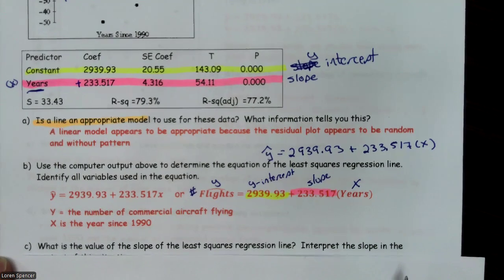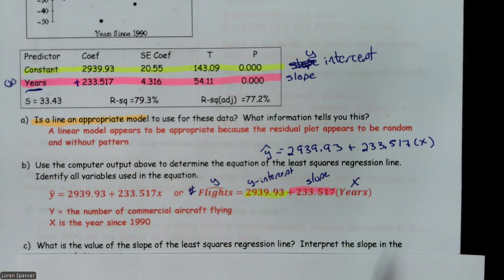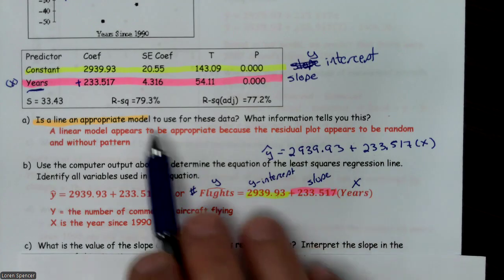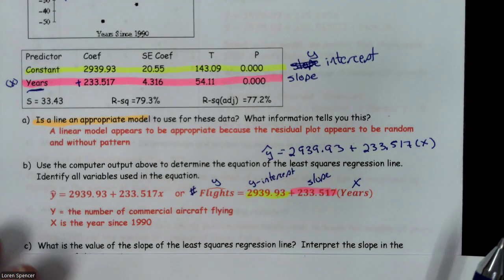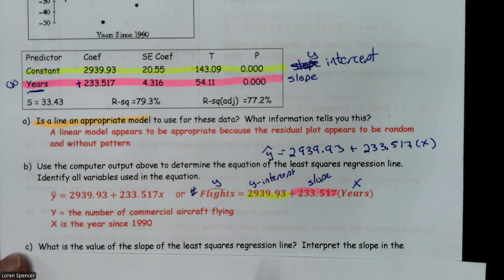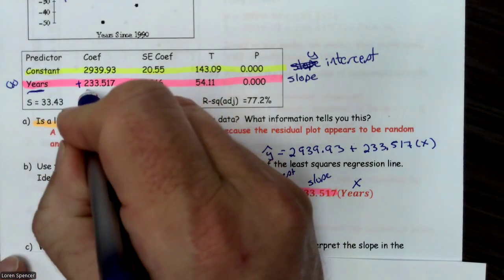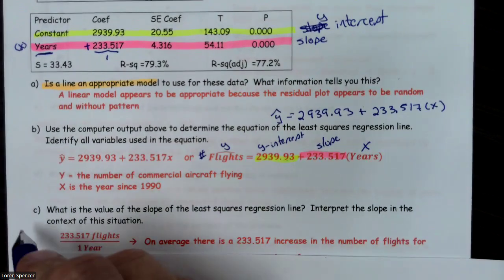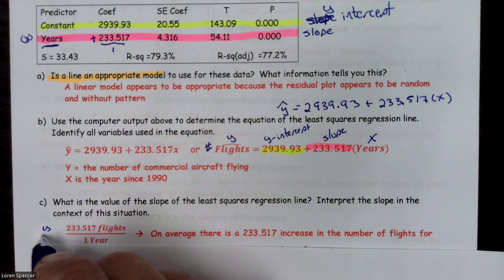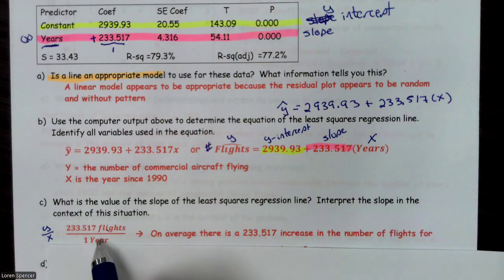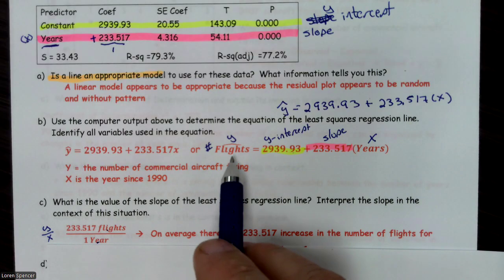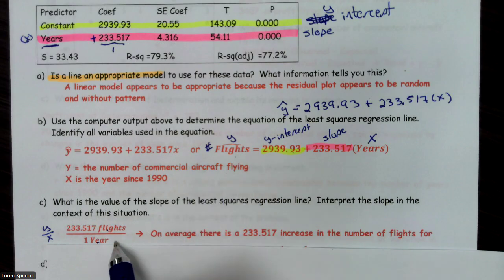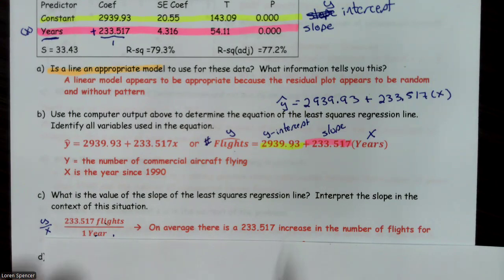Next thing, what is the value of the slope of the least squares regression line? Well, we just identified that. That's 233.517, and it happens to be positive. As I've said before, write it as a fraction and put it over 1. So the very first thing we do is put this over 1. So remember, it's always y over x. So the number of flights over year, because flights was our y, x was our year. So on average, there's a 233.517 increase.